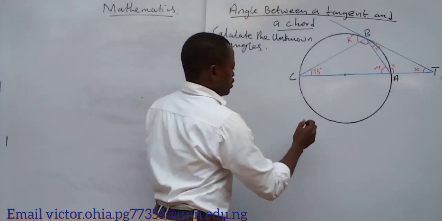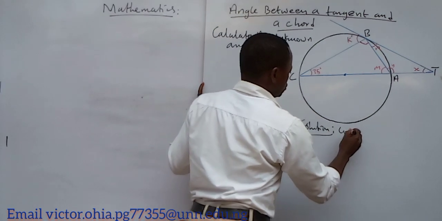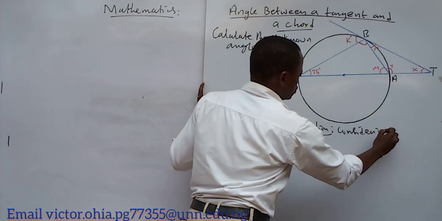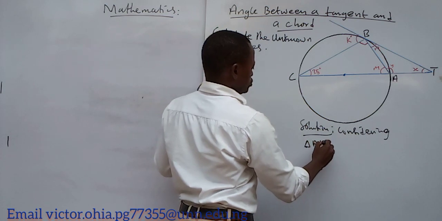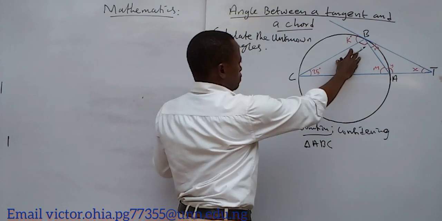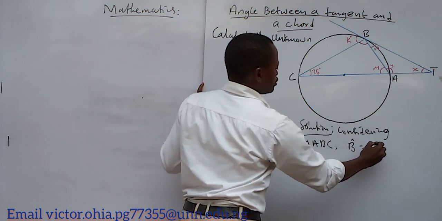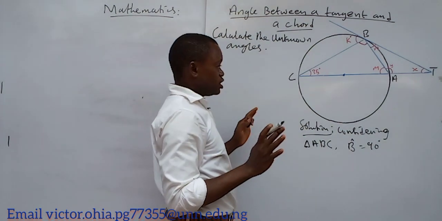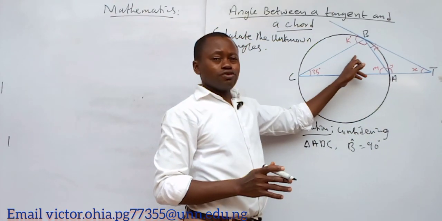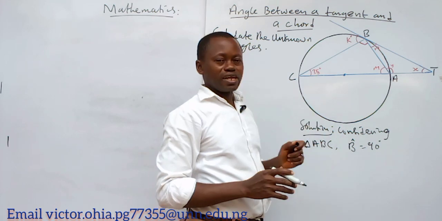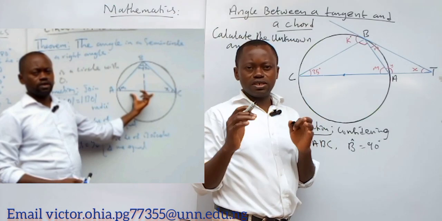Solution: considering triangle ABC, this triangle, you see that B is 90 degrees. Of course, they were able to show that. Even if they didn't show that, one should be able to know that the angle in a semicircle is 90 degrees. I did that proof in the previous classes, where you'll be able to see the detailed explanation.